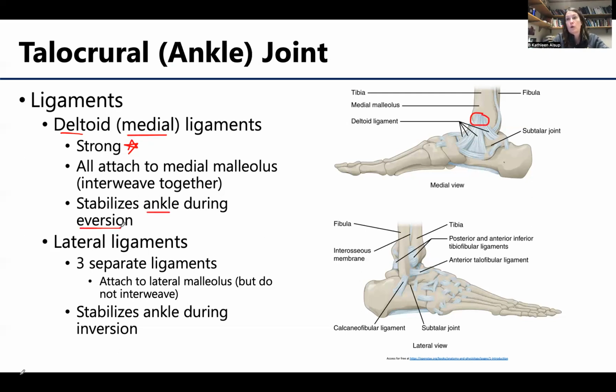And we'll talk a little bit more about that in a moment, but you will see that you are capable of doing quite a bit more inversion than eversion. And that has a lot to do with the strength of these medial or deltoid ligaments.